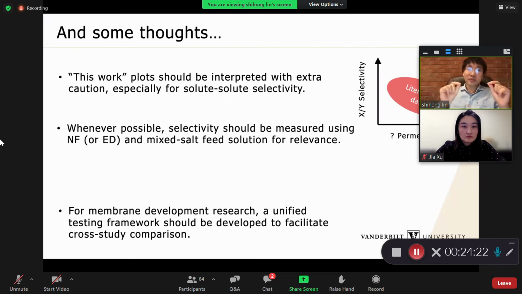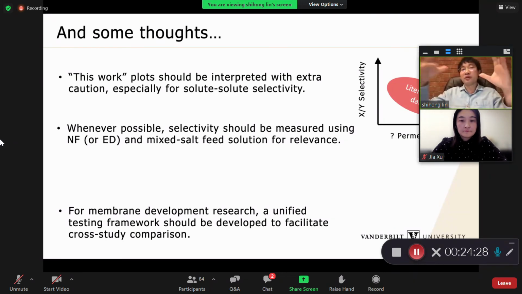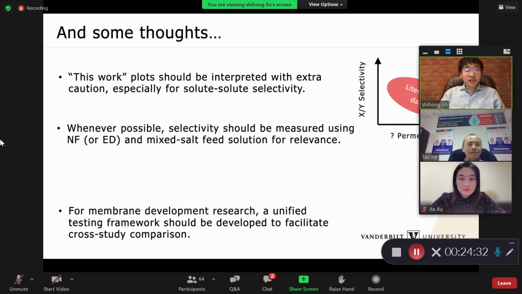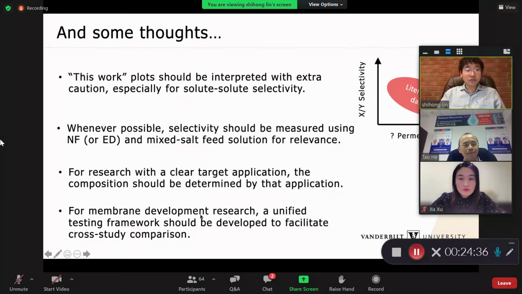I think this is very much in need going forward if we want to have a community where we can develop membranes that can compare with each other. So with that, I want to thank you for your attention. Oh, there's one more here. I just mentioned that. For research with a clear target application, the composition should be determined by that application. Otherwise, we really need a unified framework throughout the community.